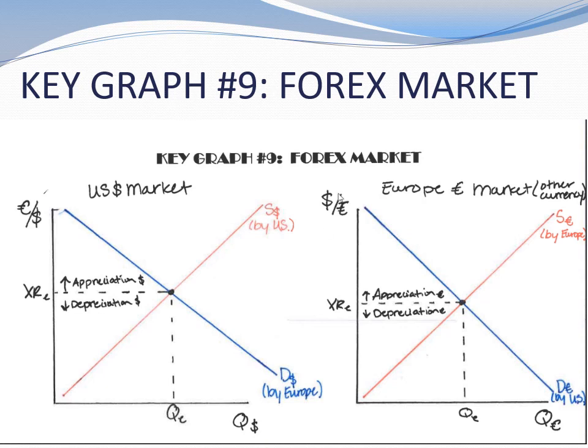The same is going to be true in reverse for the euro. The cost of the euro is how many dollars to get 1 euro. And then we need to draw an upward sloping supply curve and a downward sloping demand curve.